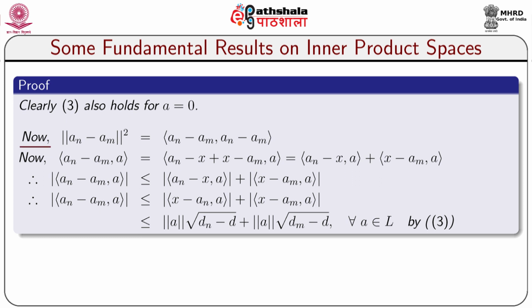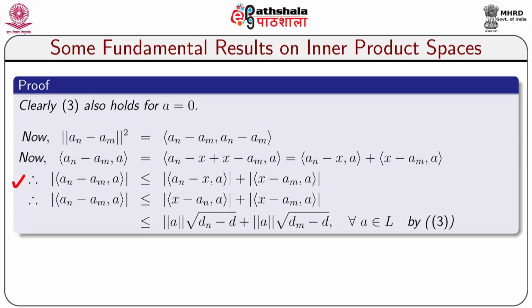Now, norm of a n minus a m whole square is equal to inner product a n minus a m comma a n minus a m. Now, inner product a n minus a m comma a is equal to inner product a n minus x plus x minus a m comma a, just by mutual adjustment of plus x and minus x, which is equal to inner product a n minus x comma a plus inner product x minus a m comma a. This follows by inner product axiom IP3.